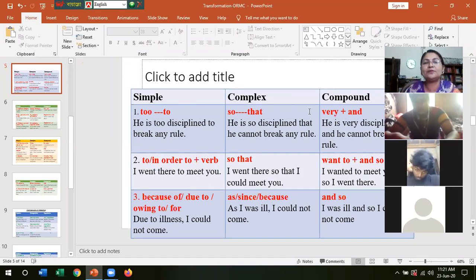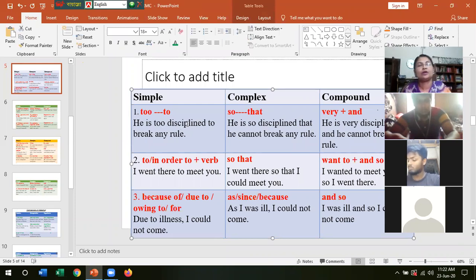Okay, the first one: simple, complex, and compound. Rule number one. In a simple sentence, like he is too disciplined to break any rule. It is a simple sentence, right? Because there is only one subject, he, and only one verb, is. So in a simple sentence with too, to make it complex, we must use so... that. The answer will be, he is so disciplined that he cannot break any rule.